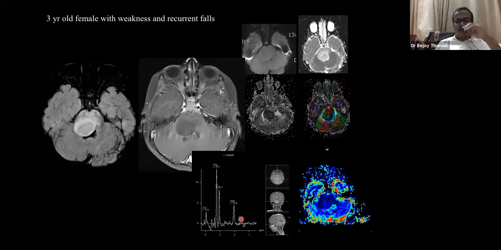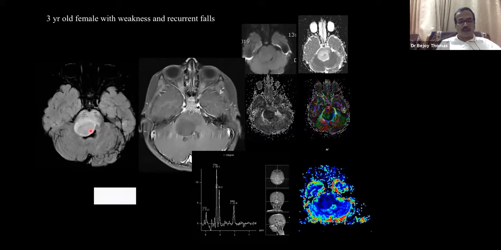The spectroscopy was considered to be the MR biopsy. So if the choline is increased and NAA is reduced, it's pretty much diagnostic of that. Now we have to differentiate between the diffuse midline glioma, pontine type, versus pilocytic. So a biopsy is required, and this turned out to be a diffuse midline glioma. So the MR appearance may be very deceptive.